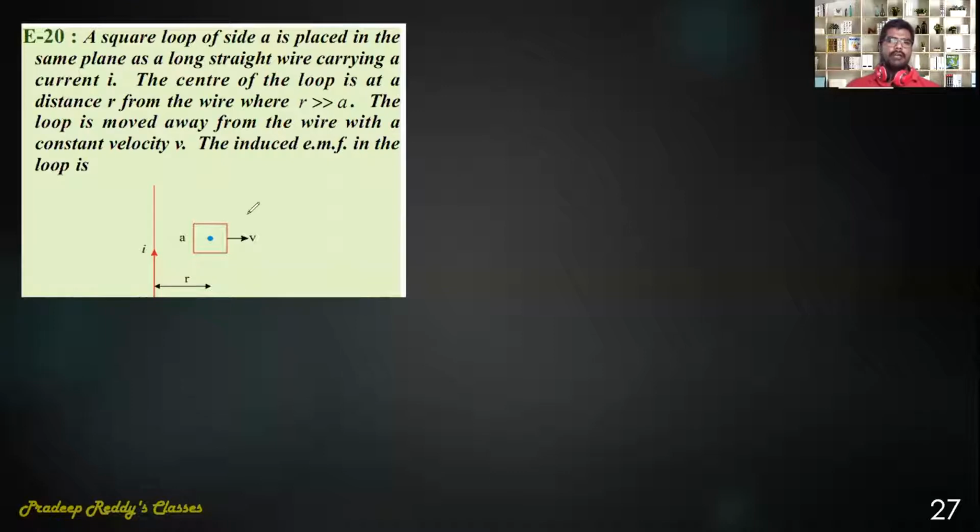Next question. A square loop of side A, this is the square loop whose side is A, is placed in the same plane as a long wire carrying a current I. Now current I is passing in this. The center of the loop is at a distance R. This is distance R. Center of the loop is at distance R from the wire, where R is greater than A. That means the distance is very much greater than A. The loop is moved away from the wire with a constant velocity V. The EMF induced in the loop is dash. You are supposed to calculate EMF induced in the circuit.